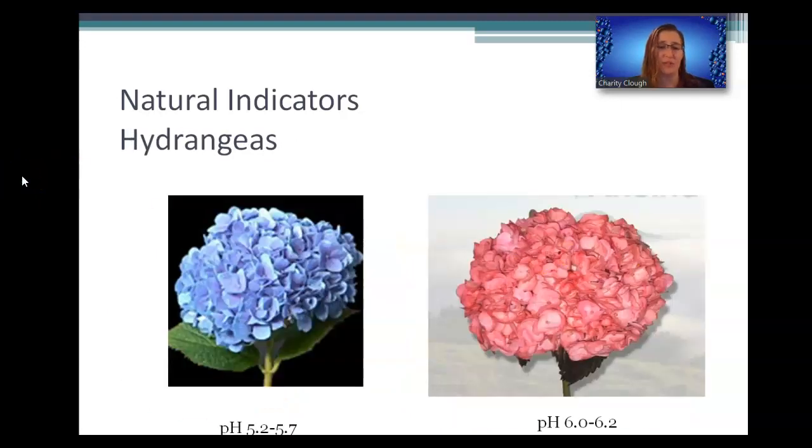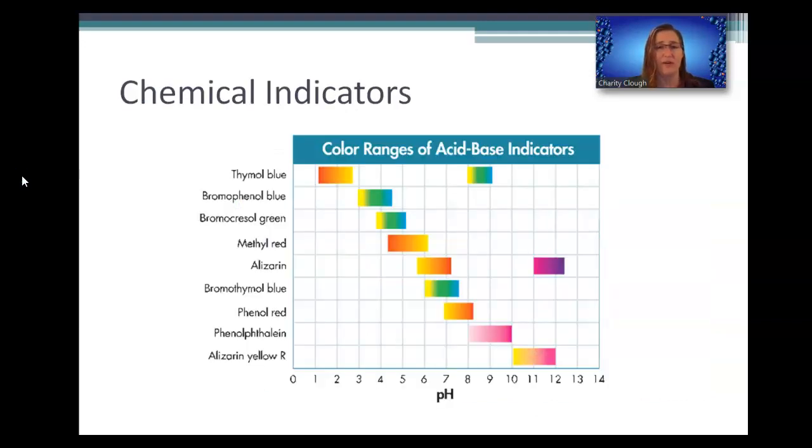Another thing that's natural that responds to pH is hydrangeas, which is kind of interesting. So if you see the different colors in those, that could be where they get them from if they don't use dye, is by how acidic the solution is that they put in with the flowers.